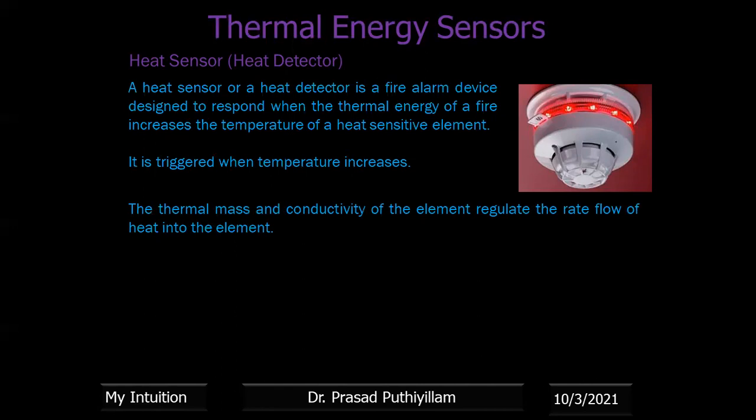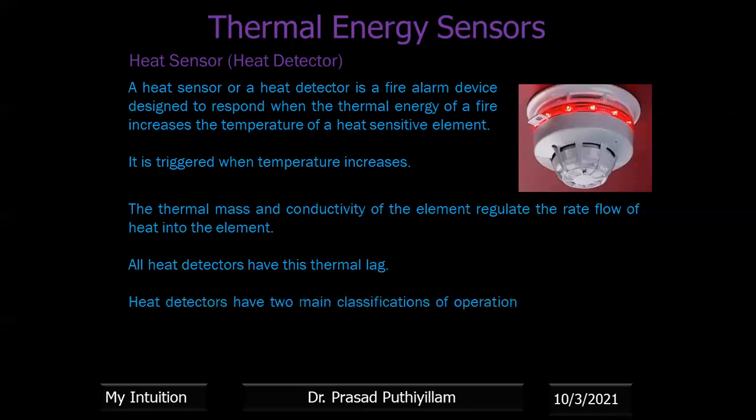The thermal mass and conductivity of the element regulate the rate of flow of heat into the element. That means for the material that we use in this detector, its thermal mass and its conductivity property decide the rate of flow of heat into the element. All heat detectors have this thermal lag. Okay, there is always a thermal lag. The exact temperature it will not measure. Always the environmental heat will be higher than the heat detected or displayed or analyzed by the device. So there is a thermal lag.